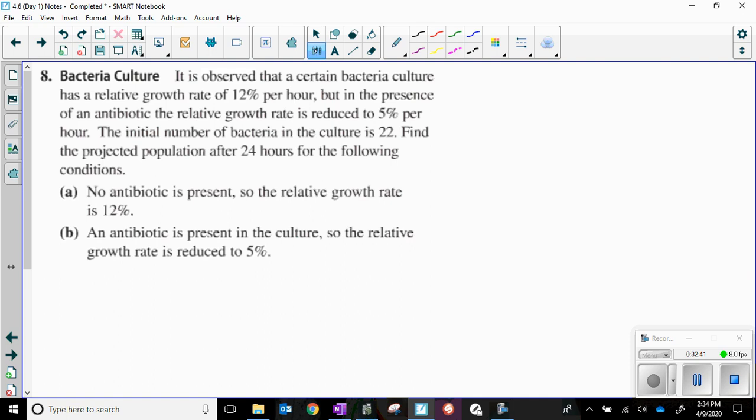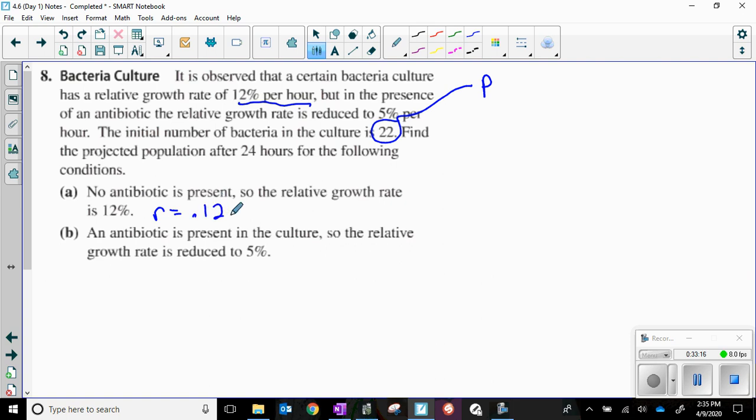Now the growth rate, as we can see in here, says per hour, which means our time must be in hours, so we don't have to convert this 24 into 1 day or anything like that. So they just want us to find 2 rates. With no antibiotic present, the relative growth rate is 12%. Okay, so we're going to project how many bacteria there are going to be in 24 hours. So I know the initial amount is 22. There's P. The other thing I need to find is r. So r is 0.12. They've given that rate to me.